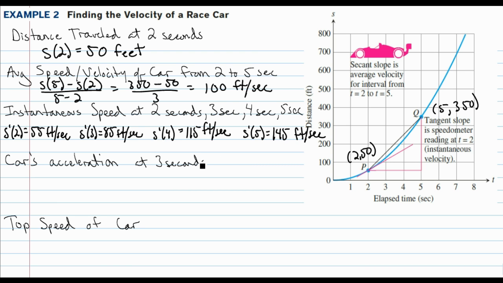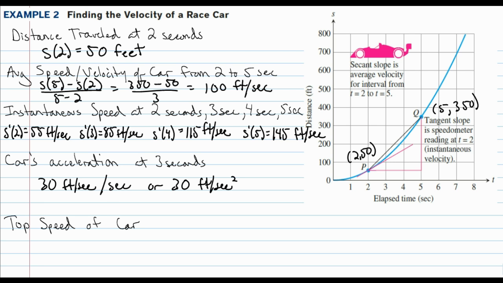So the car's acceleration at 3 seconds was 30 feet per second, or we say 30 feet per second squared. So again, it's because the car's velocity changes by 30 feet per second every second. So 30 feet per second per second.